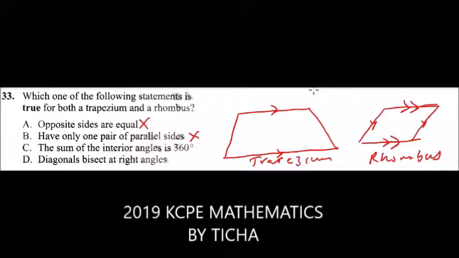This one doesn't. The sum of interior angles is 360. That is true. Let's check the last one. Diagonals intersect at the middle. The diagonals of a trapezium do not necessarily meet at the middle. So that is wrong. So the correct answer is C. So you shade your answer as C. This is where you are being tested, whether you understand the difference between a trapezium and a rhombus and its properties.